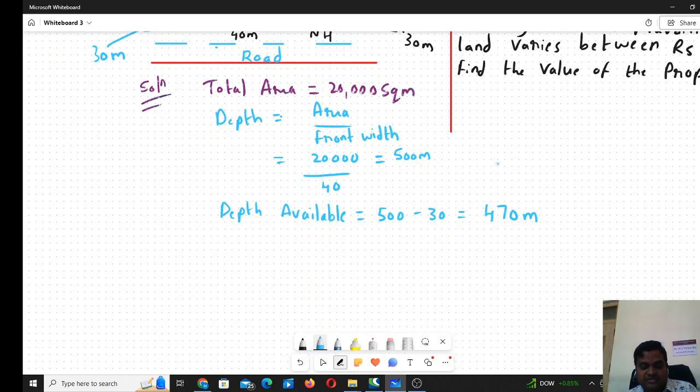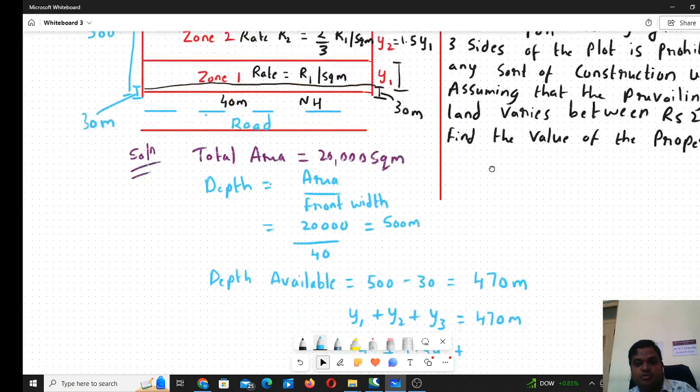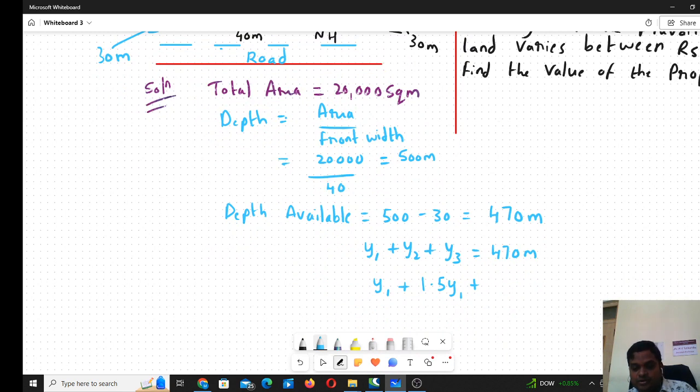So total width is 470. So what I will do, y1 plus y2 plus y3 comes out to be 470 meter. So I will change everything in terms of y1. y2 will be, we know that it is 1.5 of y1, plus y3 is 2.25 times of y1. So this is equal to 470.